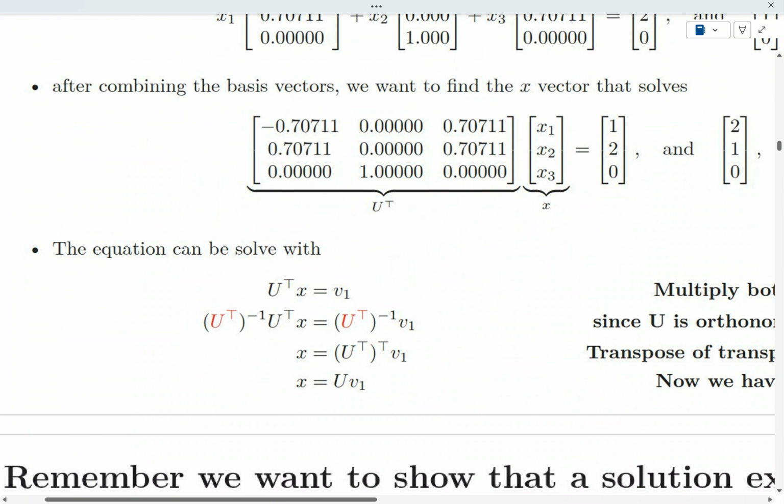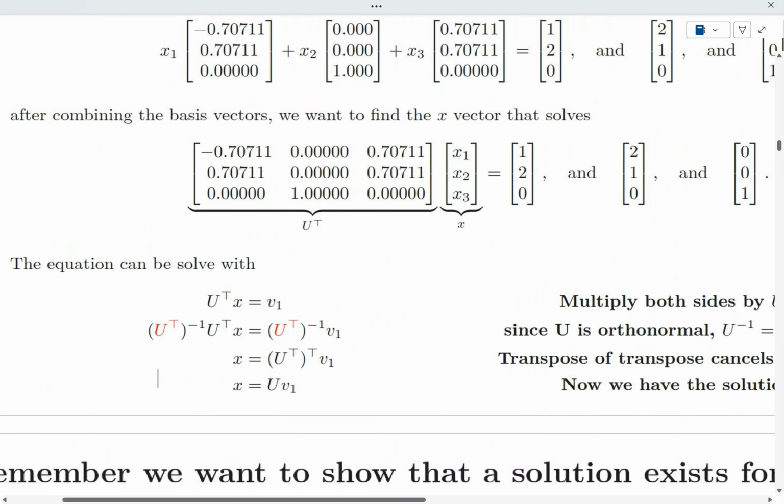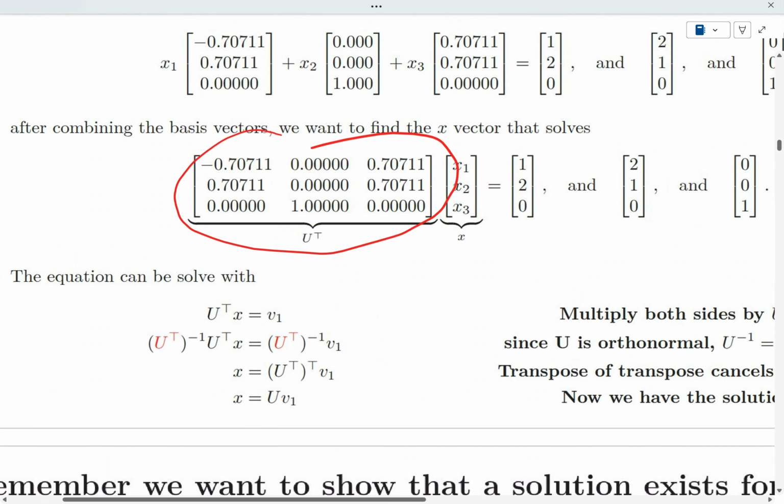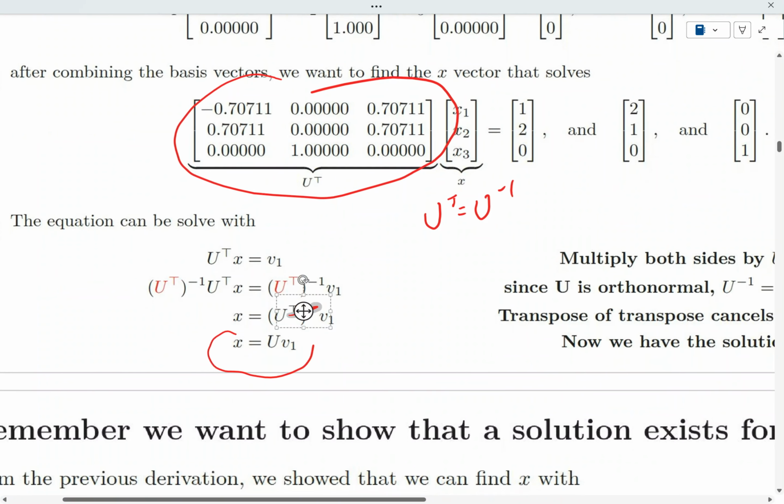Okay, well, to solve this, we could just multiply the U transpose inverse on both sides. And what is interesting about that is U transpose and the inverse cancel each other out. So that's not there anymore. And another thing that's interesting is that for an orthonormal basis, its transpose is equal to the inverse. So this inverse can be just converted to a transpose. The transpose cancels out. This tells you that the solution is as simple as the vector times the basis. And that's it.